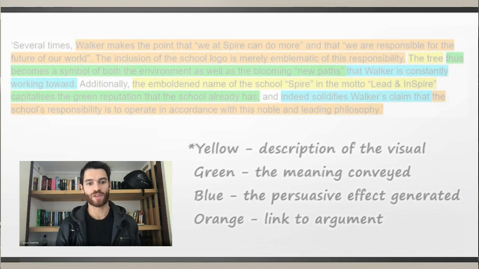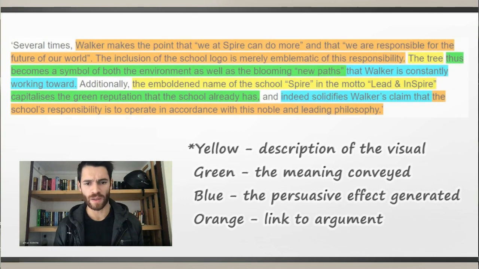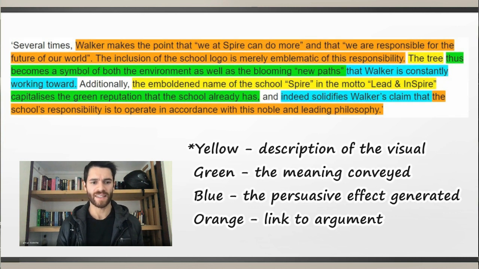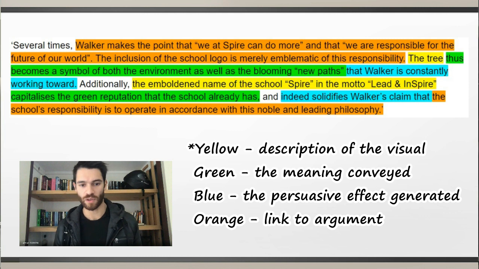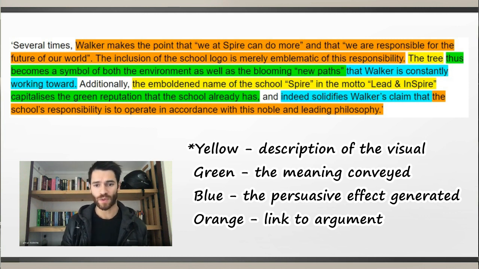So again, the description is in yellow. It's very small, very little time spent on it because that's not the focus. The focus is on what does it convey, which is in green, what persuasive effect does the author generate, which is in blue, and how does it support the argument, which is in orange.